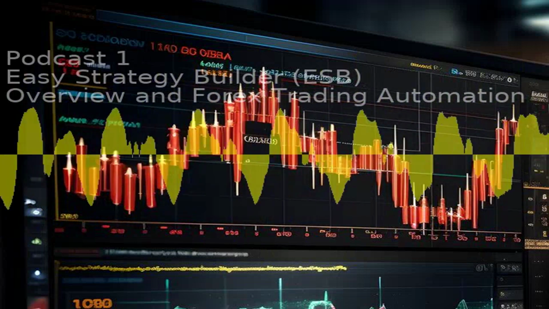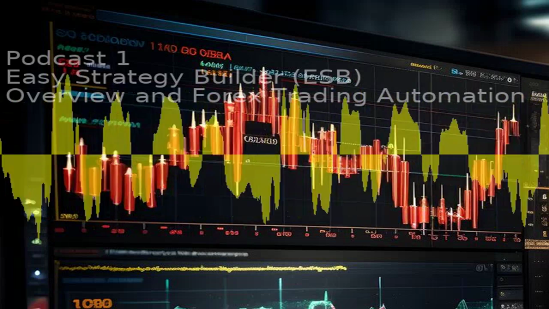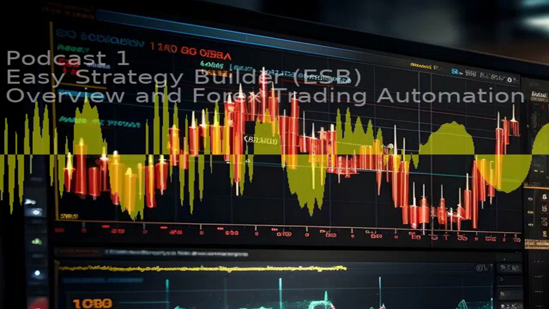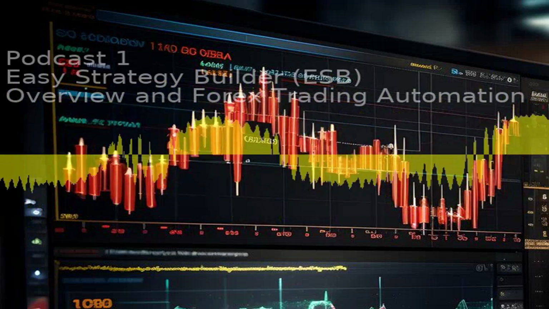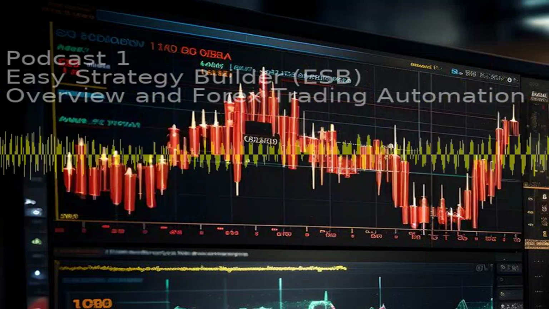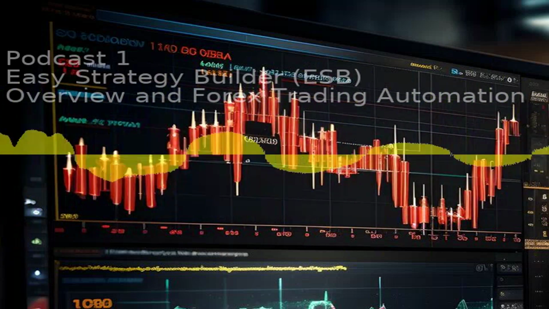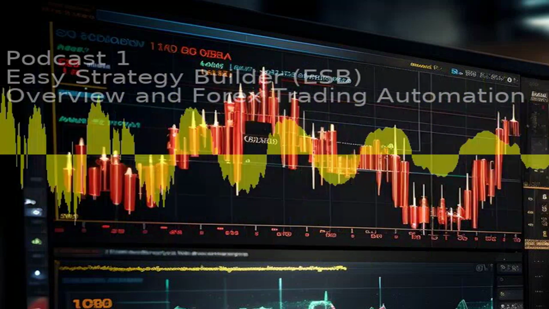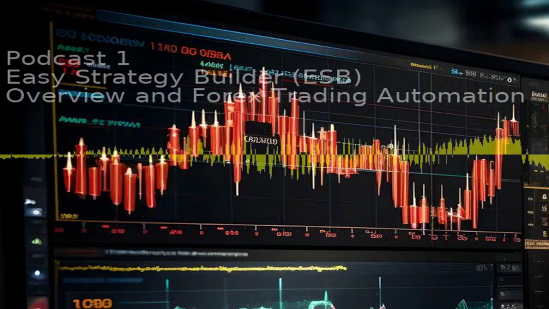What's really fascinating to me is that this system, it's called Easy Strategy Builder, ESB for short. It tackles one of the biggest hurdles in trading head-on. Okay, I'm listening. For years, if you wanted to automate your trading strategies, you had two not-so-great options. Become a coding whiz yourself, or shell out a ton of cash to have someone build something custom for you.